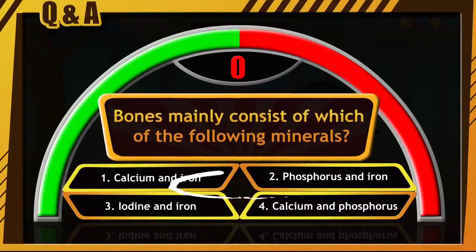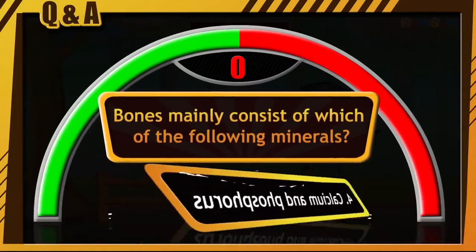The correct option is option number 4, that is, calcium and phosphorus.